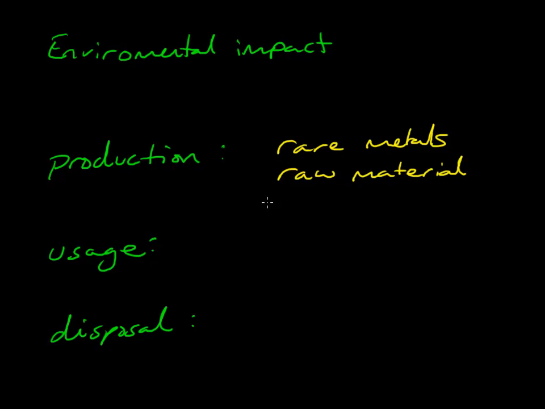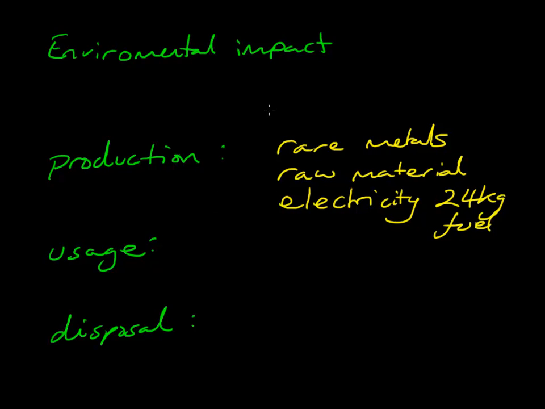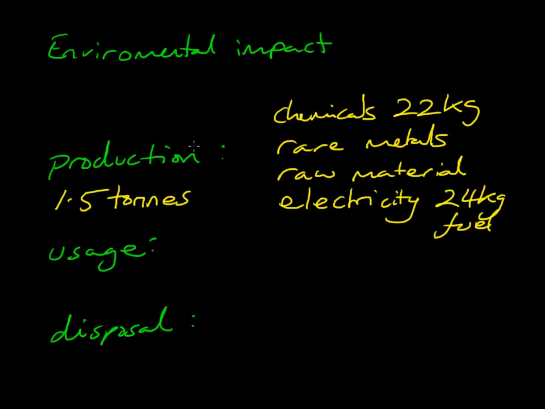There's also involved in making computers a large amount of electricity. And to give you an idea of how large, probably to produce a computer you're looking at about 24 kilograms of fuel. In addition to that, for the chemicals that you use, you're probably looking at somewhere in the region of 22 kilograms of chemicals. And finally, one of the biggest parts of production that is required is water, surprisingly. And you probably need somewhere in the region of 1.5 tons of water to produce an entire computer system.